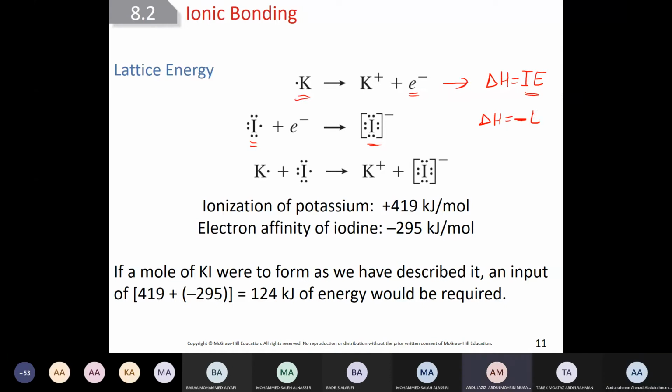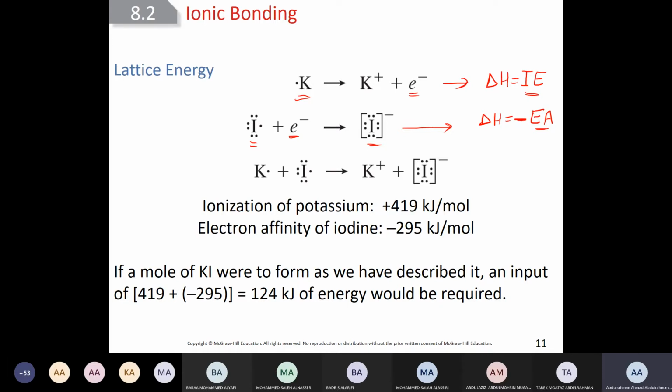Lattice energy. No. When iodine gains an electron, what do you call this? Electron affinity. And what's delta H for this reaction? Minus electron affinity. You remember chapter 7, we talked about electron affinity, and I told you that delta H is always minus the electron affinity.